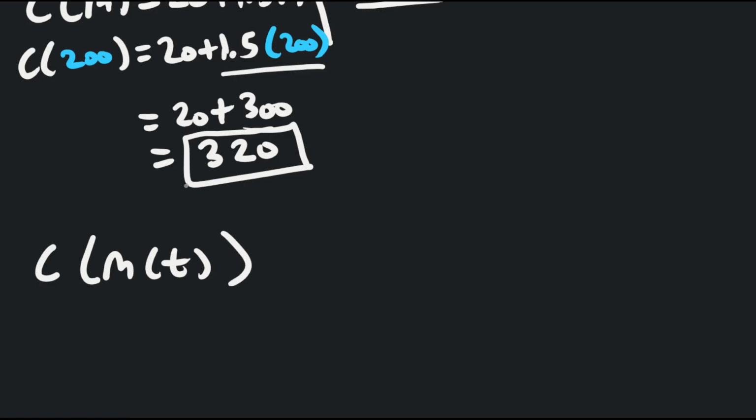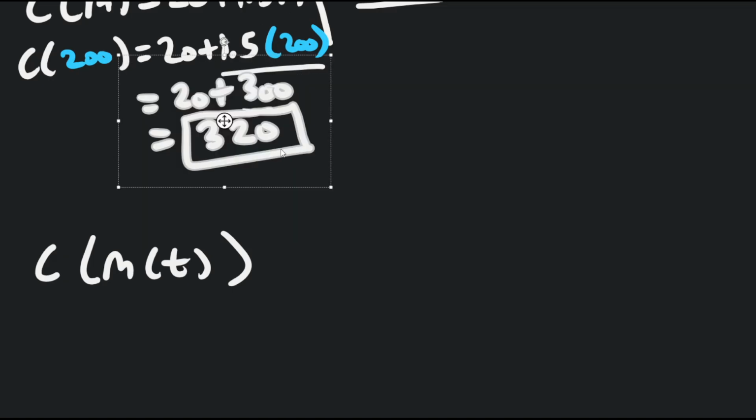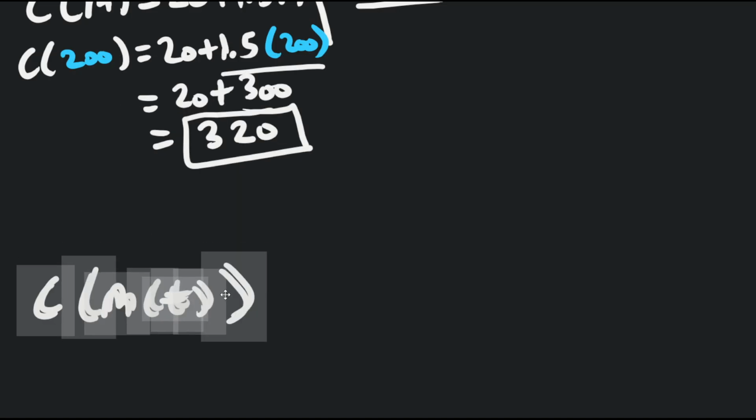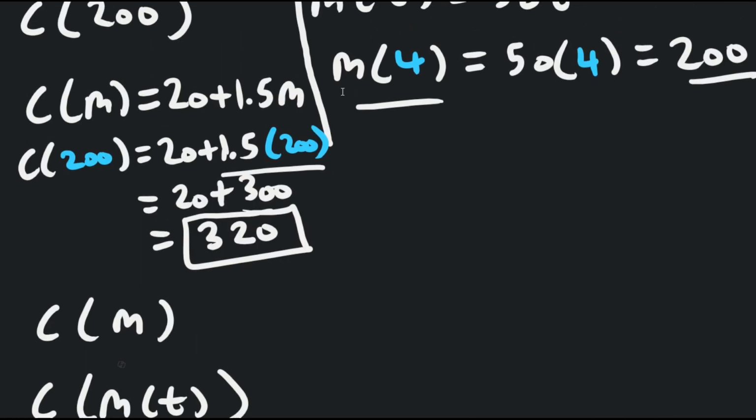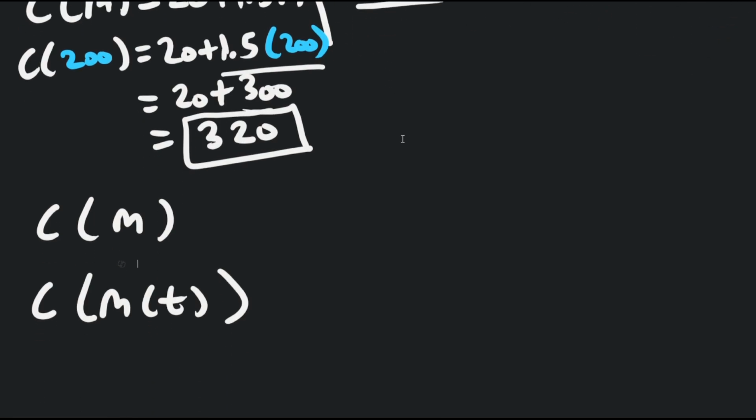And let me go ahead and just move this up a little bit so we have some space. Let's move this down. We know what C of M is, up here, our original function. C of M is 20 plus 1.5M. So C of M equals 20 plus 1.5M. Let me make the M a different color, just so that it pops out. So let's make the M blue.